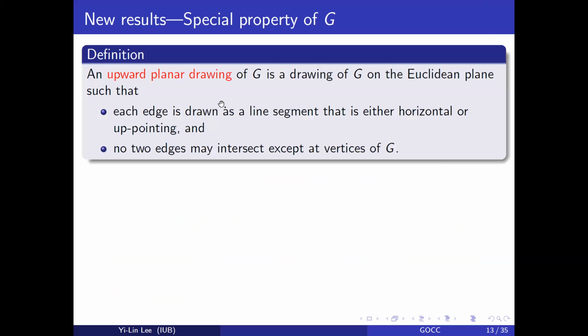Okay, so let me start with this special property. That is, the graph G has an upward planar drawing. There are many ways to draw a graph on a plane, so this is a special kind of way we draw the graph. It's drawn in a way that each edge is a line segment that is either horizontal or up pointing.